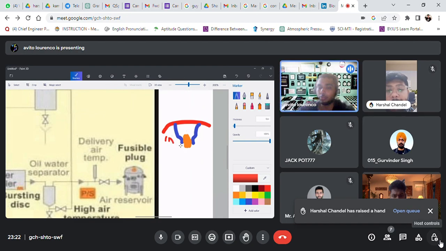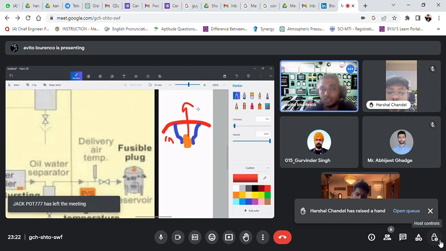So one more thing: will the fusible plug be mounted like this, with the melting part on the inside, so that if it breaks, on the outside it will go to ambient air, the compressed air or whatever, which is heated up?